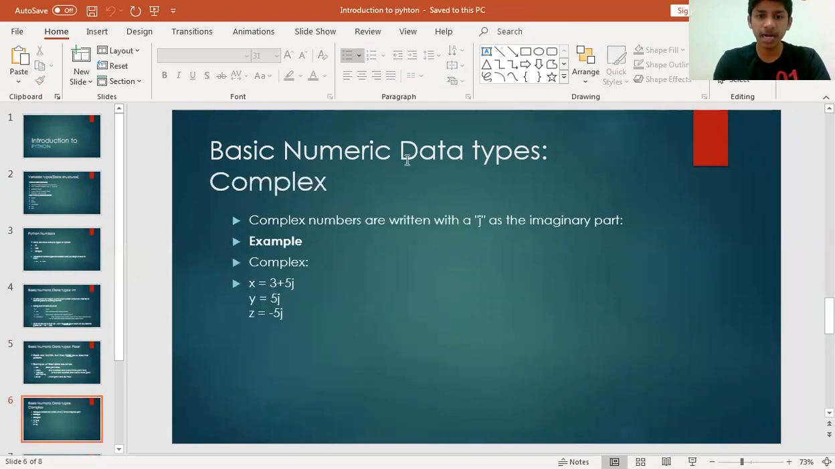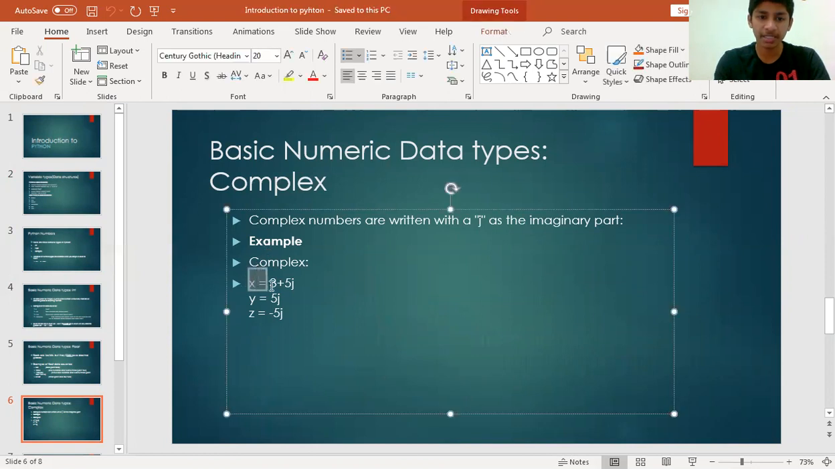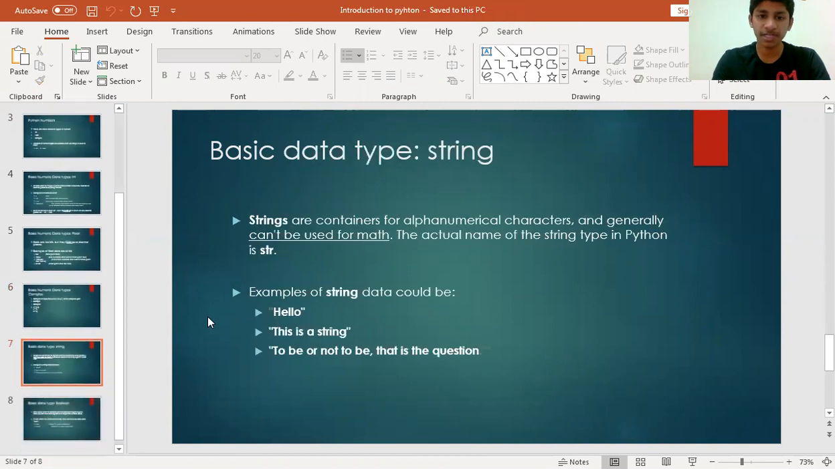The basic numeric data type complex. As I have mentioned, the number which consists of an alphabet in it is known as a complex number, for example 3 plus 5j, 5j, and minus 5j. It can be negative and positive, but it should consist of the alphabet j with it.